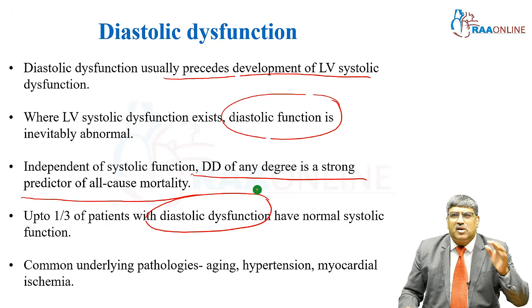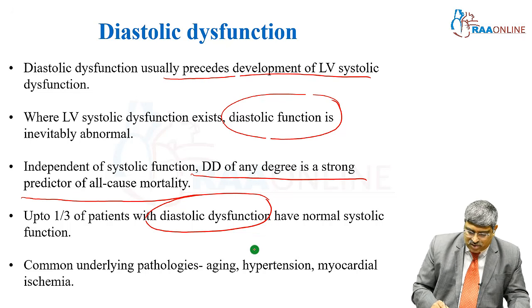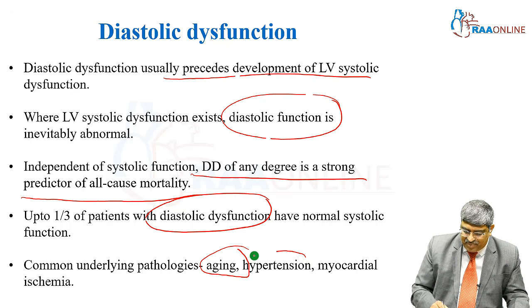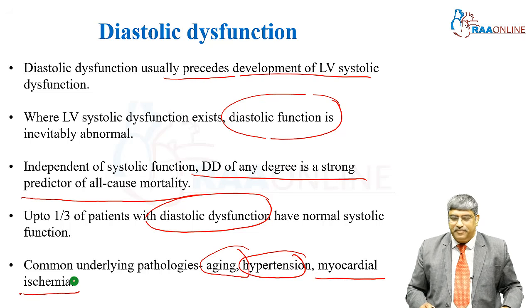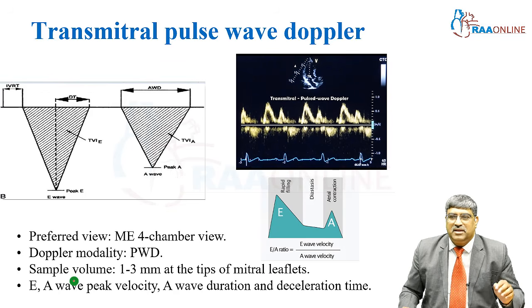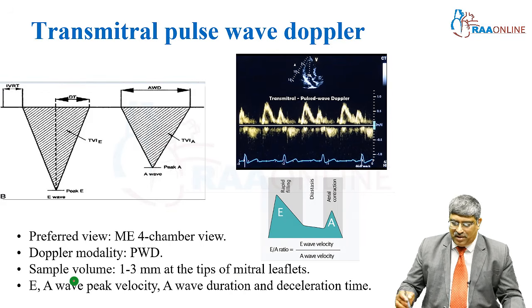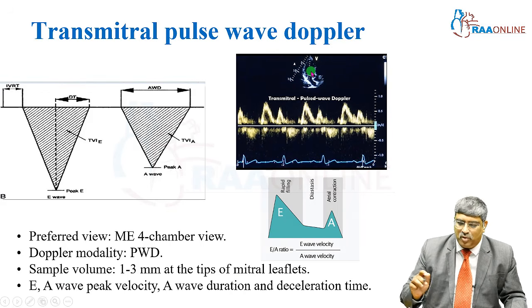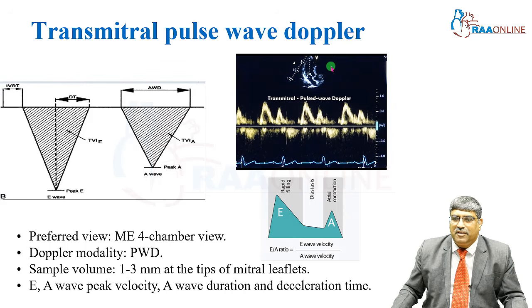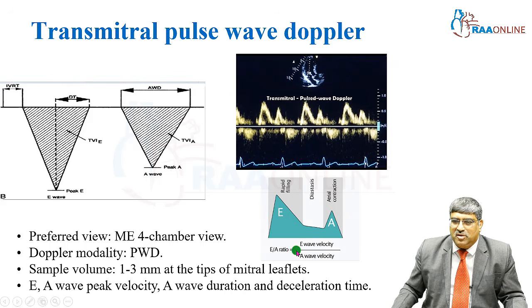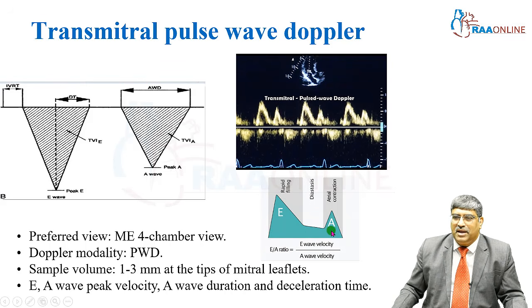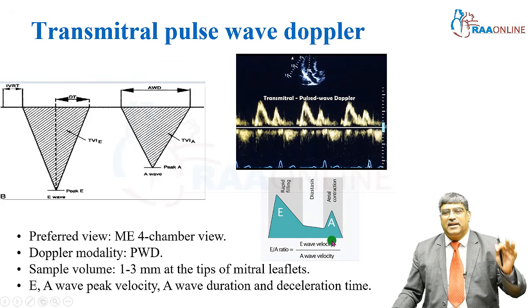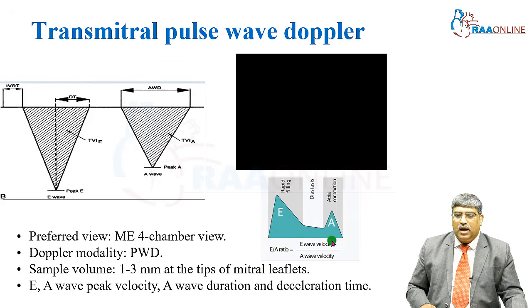The common causes for diastolic dysfunction include old age, hypertension and myocardial ischemia. This diastolic dysfunction is measured by placing a pulse wave probe across the mitral valve, and we measure what is called the E/A ratio. E is for rapid filling and A is for atrial contraction.